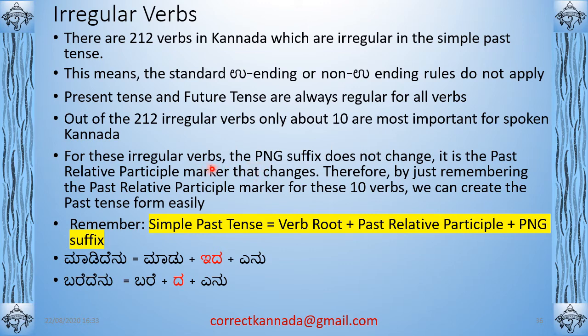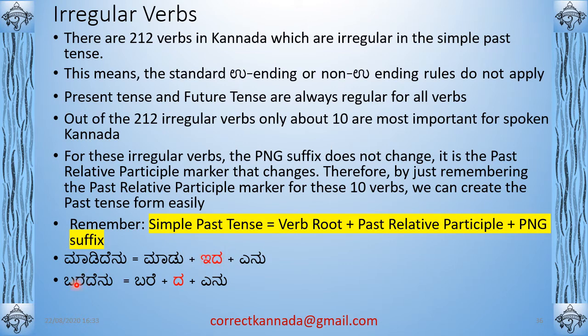Okay, for these irregular verbs, the PNG suffix does not change. It is the past relative participle marker that changes. In other words, simple past tense is made up of the verb root plus a past relative participle, which is the thing that changes, and then the PNG suffix. For example, madidenu is a simple past. It's made up of madu plus ida plus enu. This enu is your PNG suffix, and this is your past relative participle.